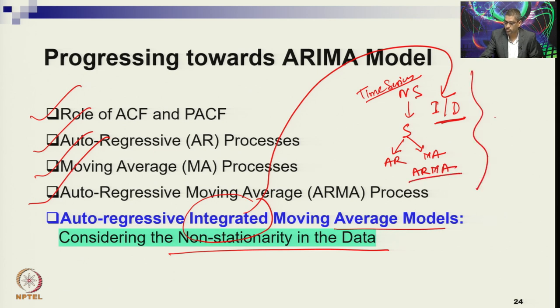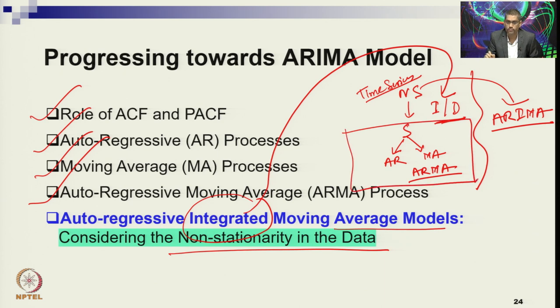ARIMA is all put together, only if data are non-stationary. If the data are stationary, your model completes here only. If data are stationary, you just use either AR process or MA process or ARMA process. ARIMA will not come into the picture. If the data are non-stationary, then only do you have to do the entire steps. That means first convert the non-stationary data into stationary, then AR, MA or ARMA as per the correlogram graph, and you complete the ARIMA process.